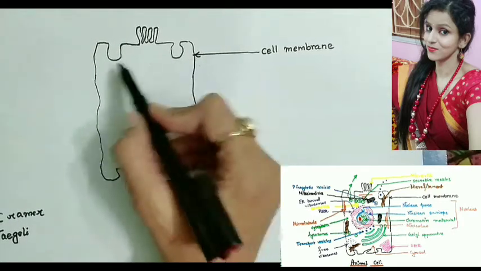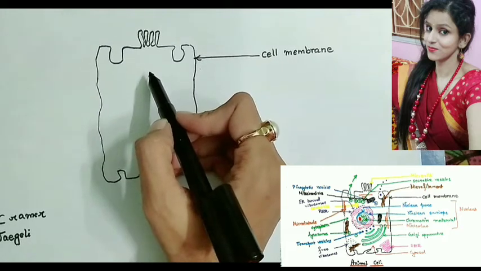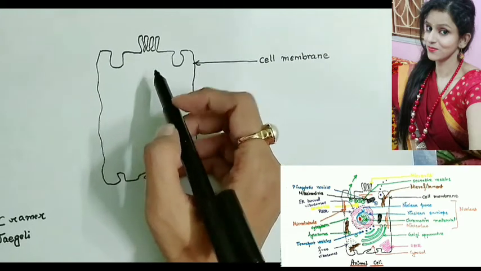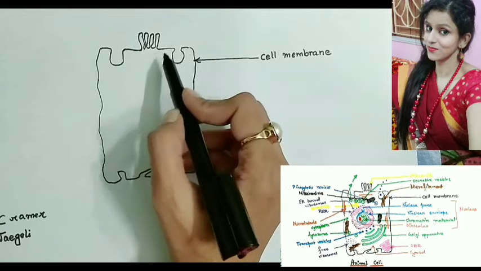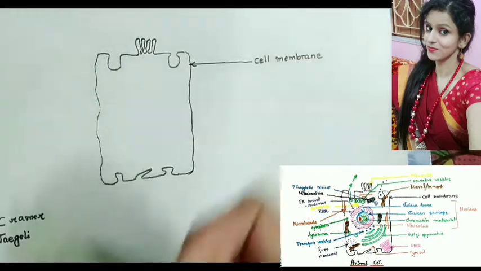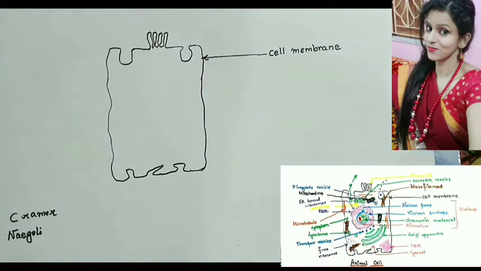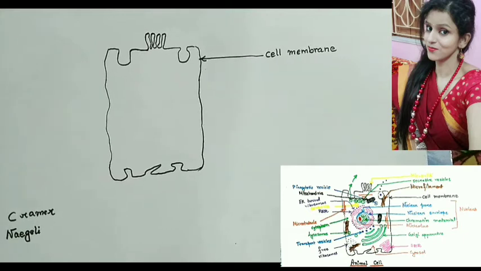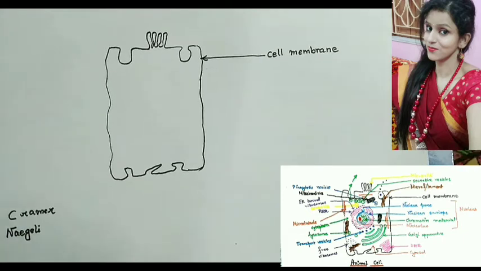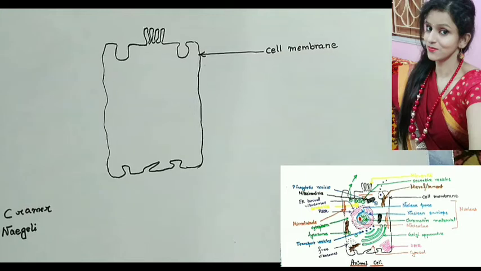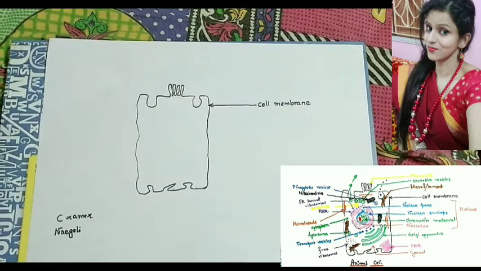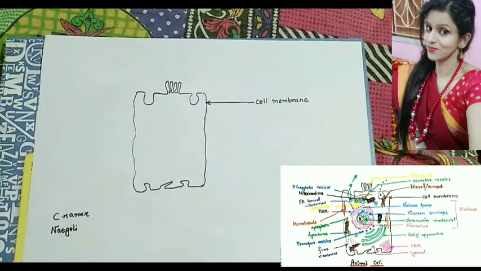And as you can see that at the top the foldings are there. Can you see that? Yes, I'm talking about these foldings. The main function of these foldings is to create what, do you know? Actually it helps to increase the surface area. So it helps to increase the surface area.